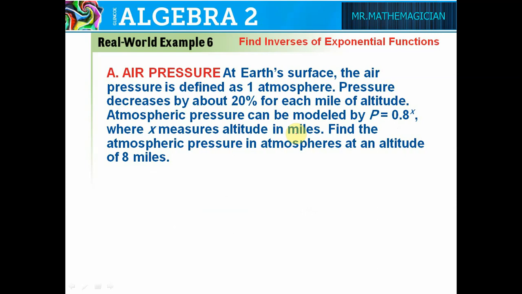Now, at Earth's surface, the air pressure is defined as 1 atmosphere. Pressure decreases by about 20% for each mile of altitude. Atmospheric pressure can be modeled by P equals 0.8 to the power of x, where x measures altitude in miles. Find the atmospheric pressure in atmospheres at an altitude of 8 miles.